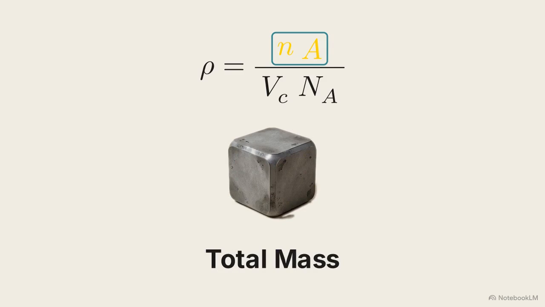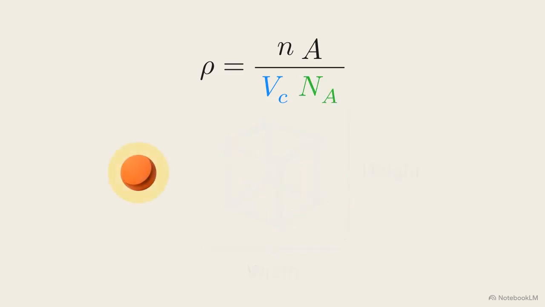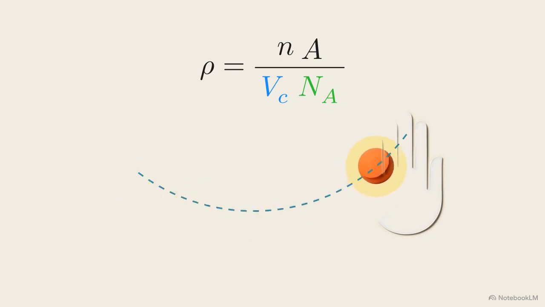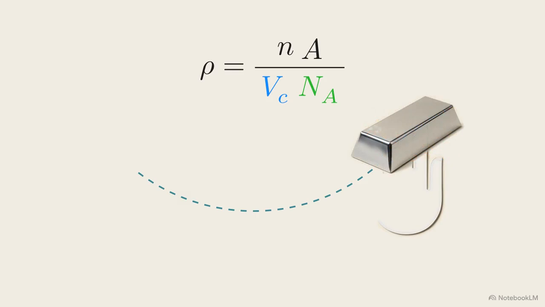Moving to the bottom half, V sub C is the volume of the unit cell. This is the literal physical dimension of the box itself, its microscopic length, width, and height. Finally, we multiply that volume by NA. This is a mandatory scaling factor known as Avogadro's number. Think of it as a scientific bridge connecting the tiny world of atoms to our human scale. This bridge is necessary to translate the weight of a single atom, which is too small for us to even feel, into standard grams that we can actually use in the real world.